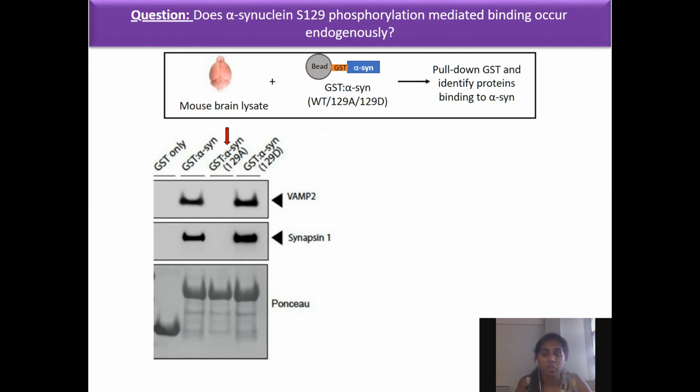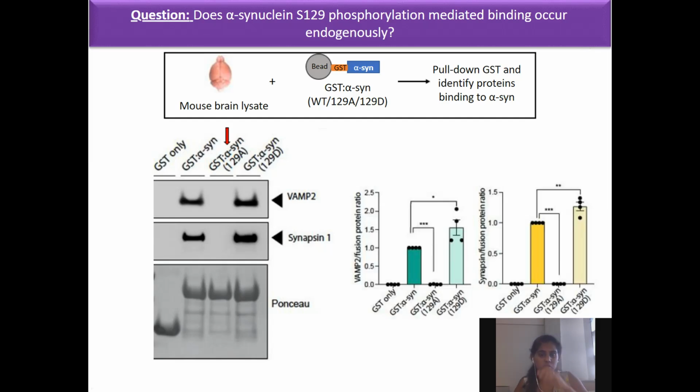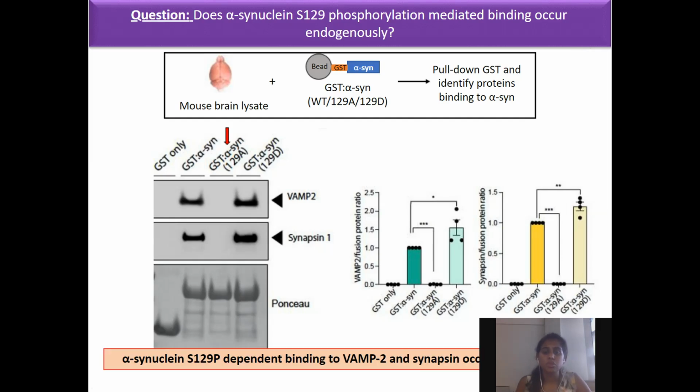And the phosphomimetic mutant can still interact with both VAMP2 and synapsin. And here is the quantification on the right. So this clearly shows that the alpha-synuclein phosphorylation binding to VAMP2 and synapsin occurs endogenously in mouse brains.